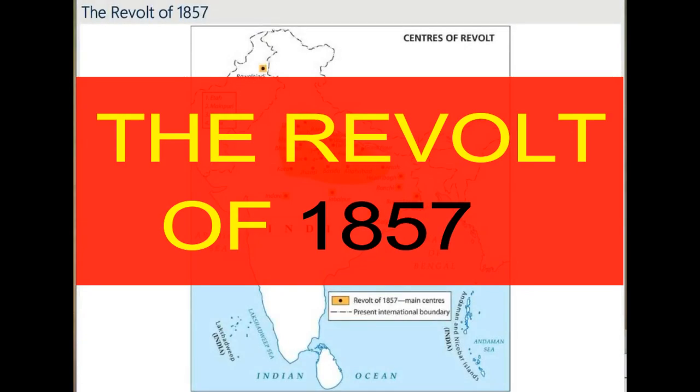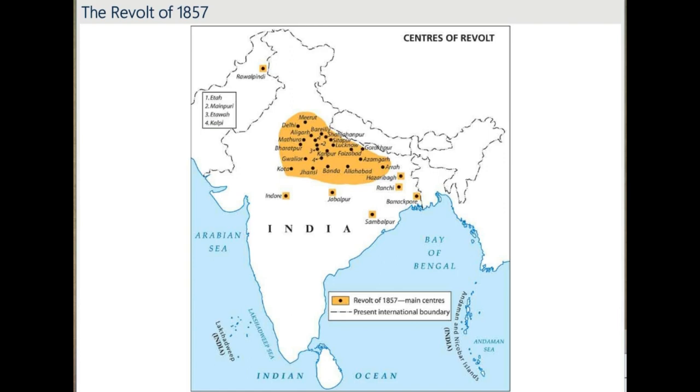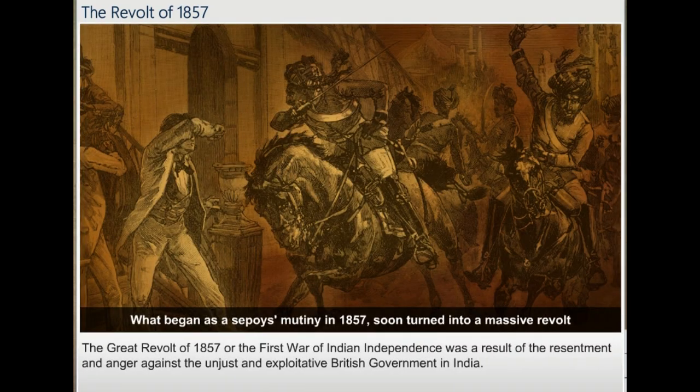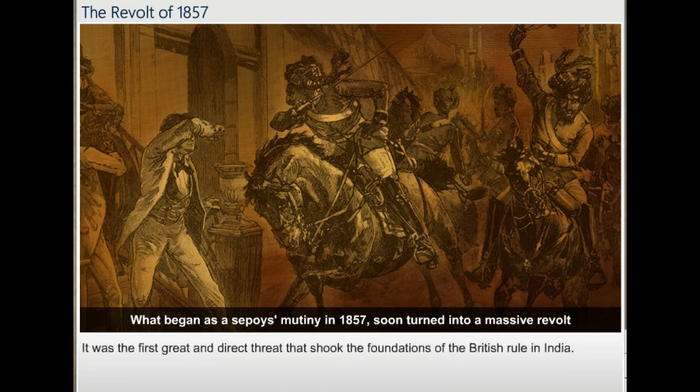The Revolt of 1857. The Great Revolt of 1857, or the First War of Indian Independence, was a result of the resentment and anger against the unjust and exploitative British government in India. It was the first great and direct threat that shook the foundations of the British rule in India.